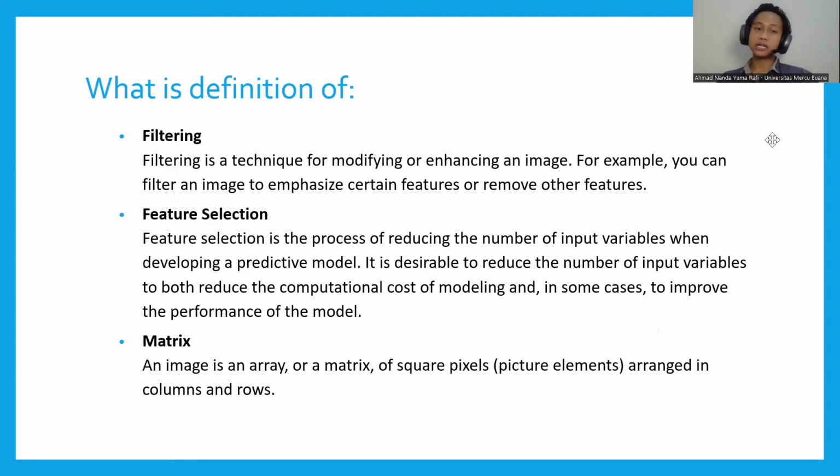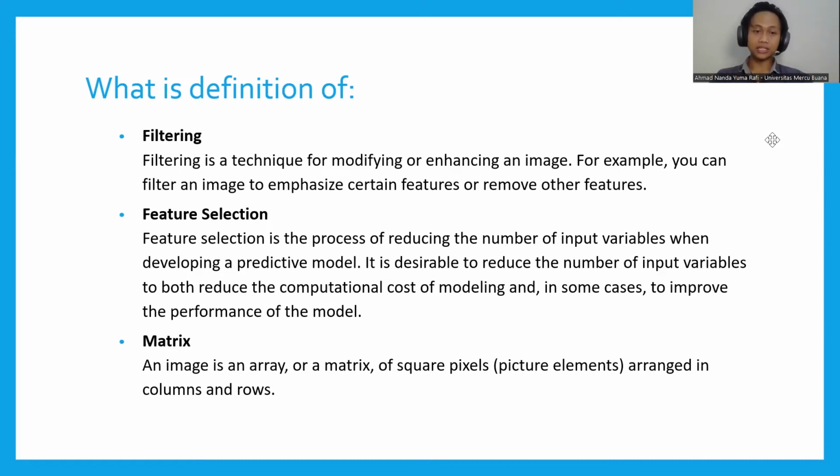And the next is, what is the definition of filtering? Filtering is a technique for modifying or enhancing an image. For example, you can filter an image to emphasize certain features or remove other features. The next is feature selection. Feature selection is the process of reducing the number of input variables when developing a predictive model. It is desirable to reduce the number of input variables to both reduce the computational cost of modeling and, in some cases, to improve the performance of the model. That's for the feature selection.